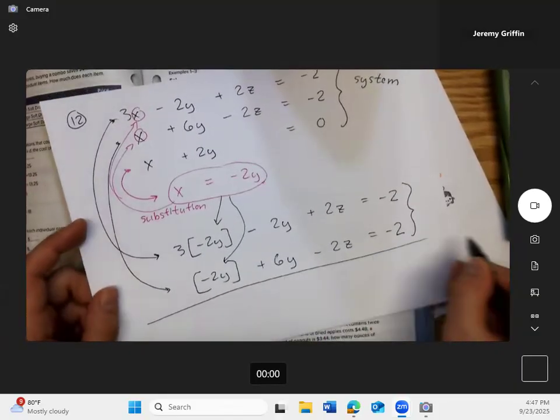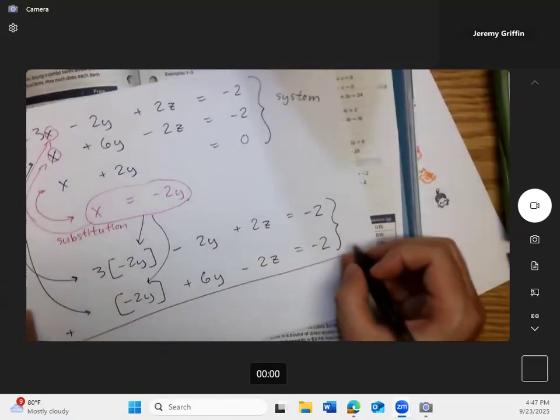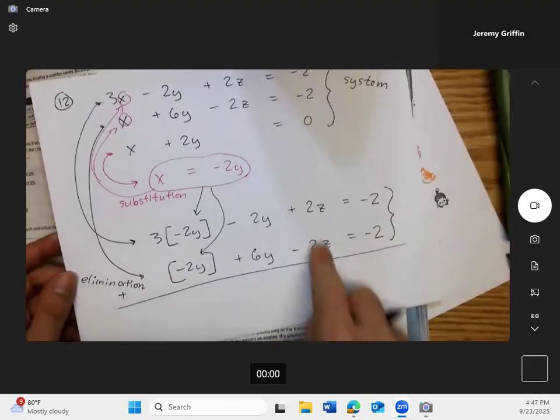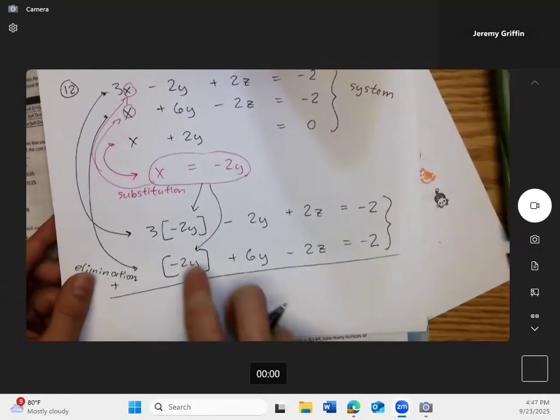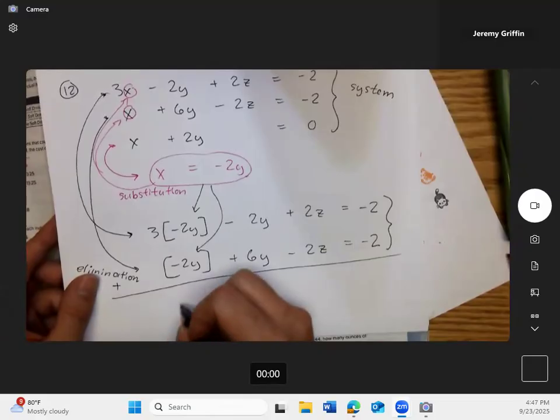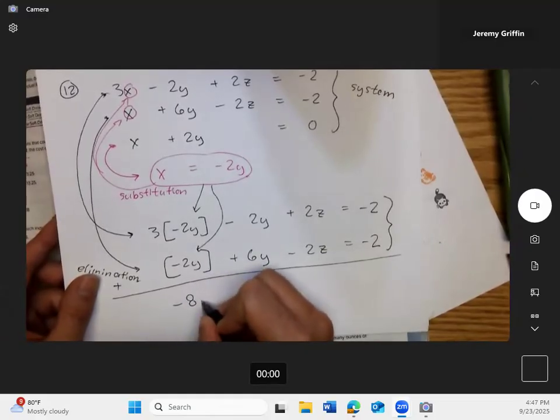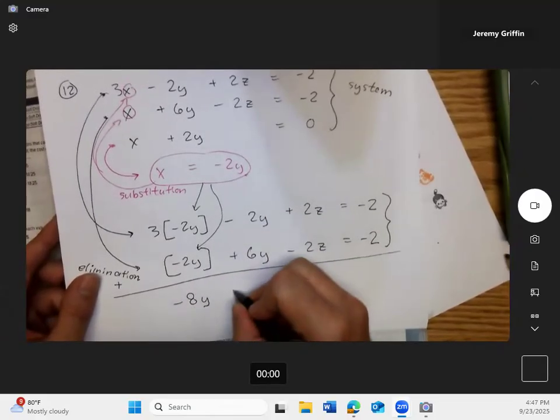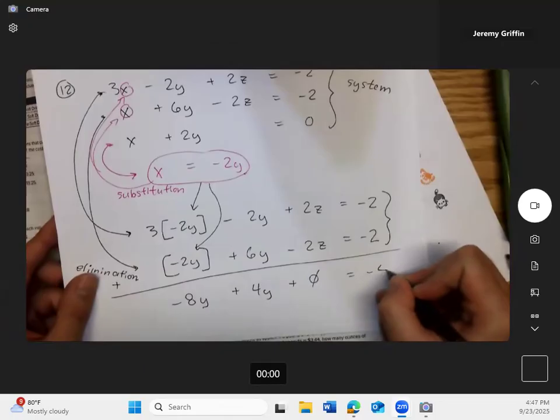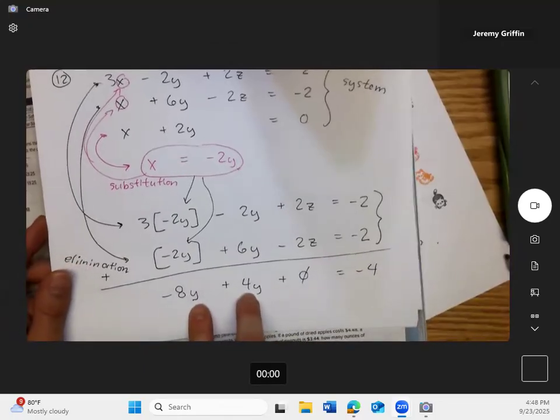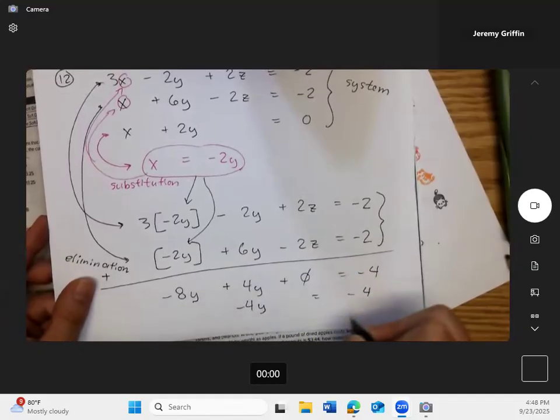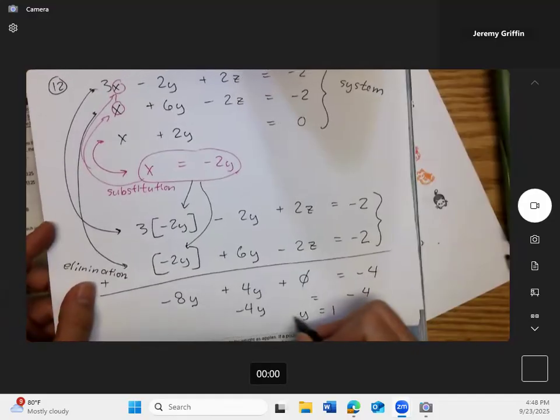I set this up to happen too. I can do an elimination right here. You guys see what I'm eliminating? The z's, because if I add these together, the z's go away. So negative 6y and negative 2y brings me to negative 8y. Negative 2y and 6y is positive 4y. The z's go away, and negative 2 and negative 2 is negative 4. That's negative 4y, so negative 4y equals negative 4. Therefore, y is equal to 1.